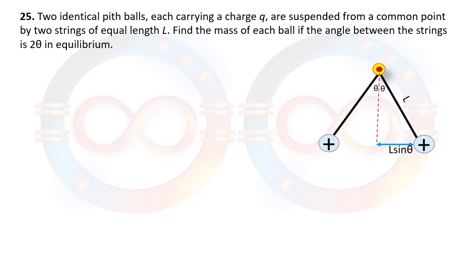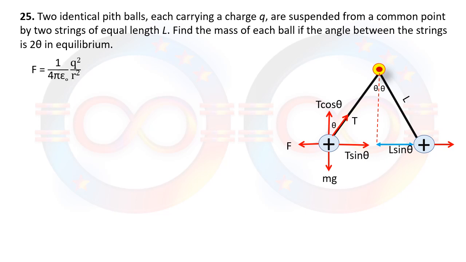So if you want to take the distance between charges, we can take 2L sin theta. Now mg will be vertical downward, and the force will be in the horizontal direction, that is the repulsive force, because both have a similar amount of charge. Then T cos theta, T sin theta. We have been doing this exercise, so it will be easy for us.